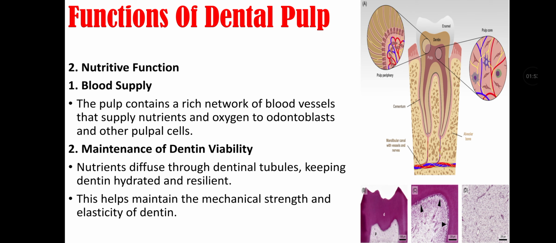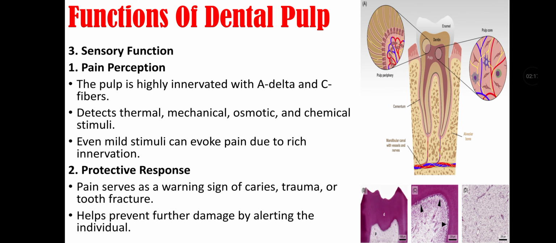Second function of dental pulp is nutritive function, that includes blood supply and maintenance of dentine viability. Blood supply. The pulp contains a rich network of blood vessels that supply nutrients and oxygen to odontoblasts and other pulpal cells. Maintenance of dentine viability. Nutrients diffuse through dentinal tubules, keeping dentine hydrated and resilient. This helps maintain the mechanical strength and elasticity of dentine.